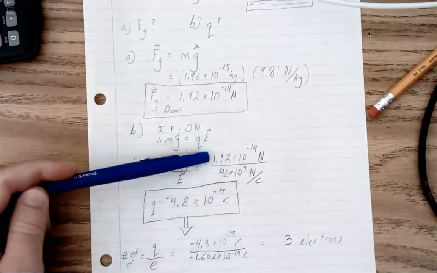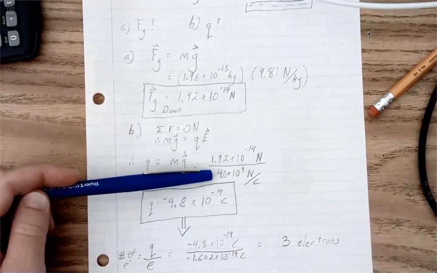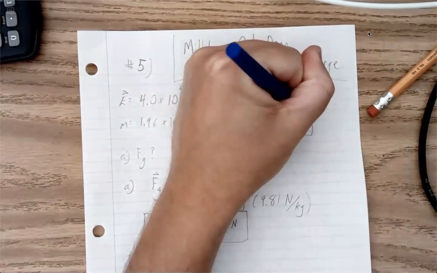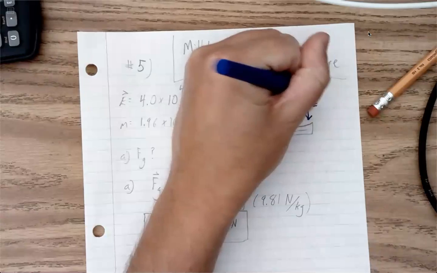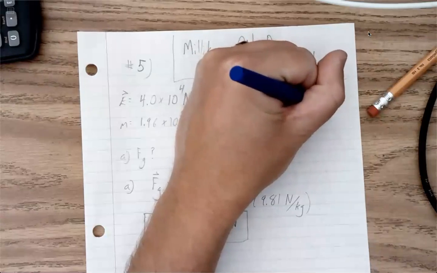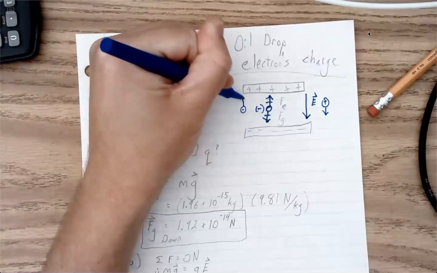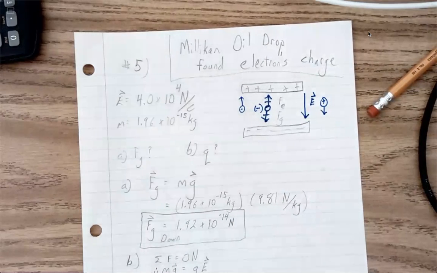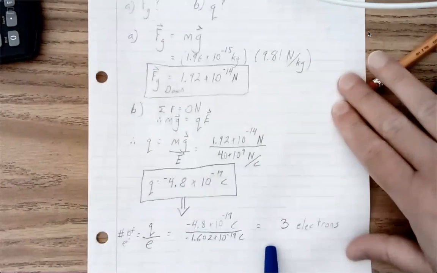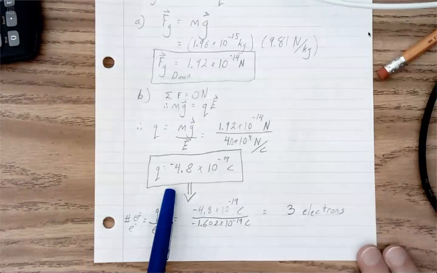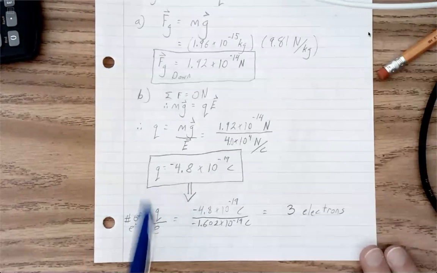I know there's no negative here. My electrical field is pointing down, so a positive charge would go down. But what we're seeing is this negative charge is getting held up. So that's how I know the charge has to be negative. So I know this charge is negative 4.8 times 10 to the negative 19 coulombs.